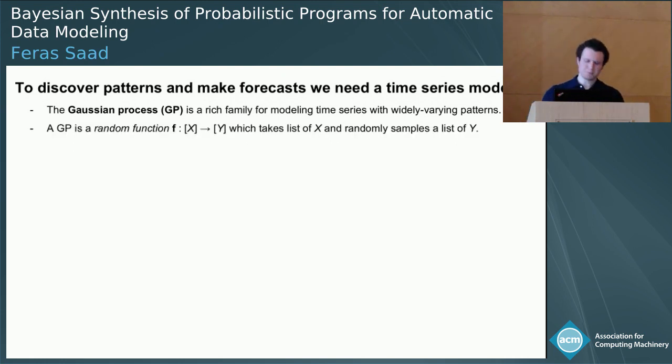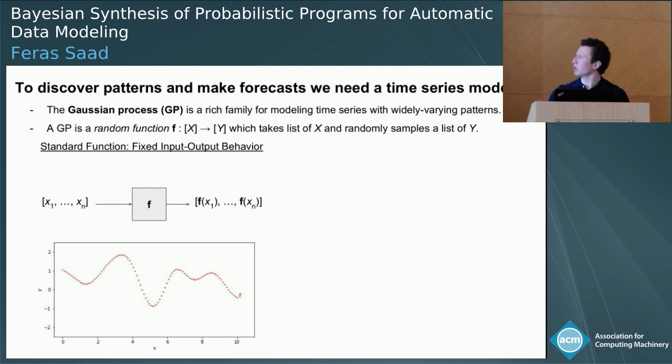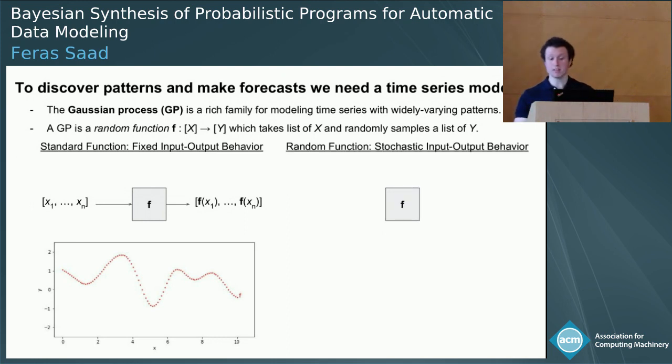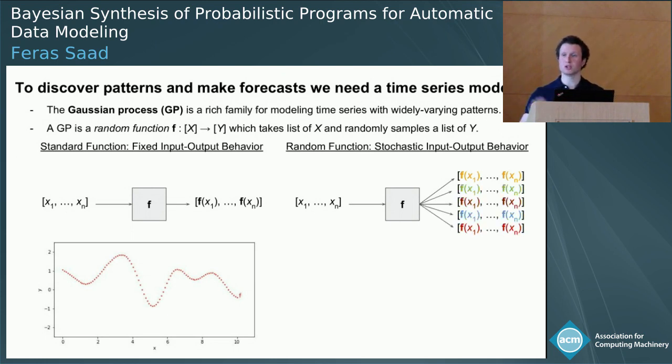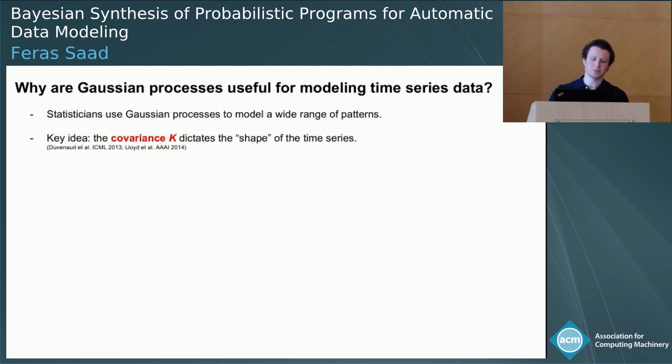What this GP thing is, it's a random function that takes in a list of values from some space x and returns a list of values in some space y. Now, a standard function has fixed input-output behavior. I give it a list of x's and it returns a list of values of the function at those points, which I'm showing here as a red curve. A random function, on the other hand, has stochastic input-output behavior. Every time I execute the function on the same list of inputs, it gives me a different list of outputs. So the model in your head for what's going on is actually not a single curve, but a whole probability distribution over curves.